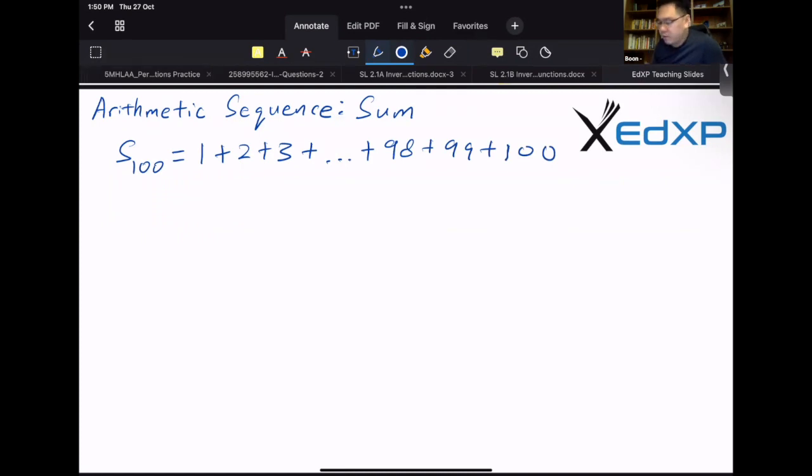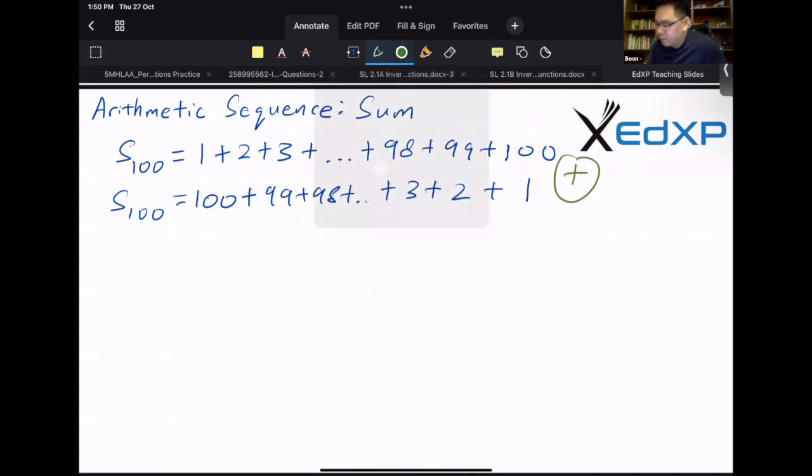Some of you may have done this before, but I would like to demonstrate how we arrive at the general formula. So what I'm going to do is repeat this, but swap the order of this sequence. And what happens if I add both equations together? On the left-hand side, I get 2 times the sum of 100 terms.